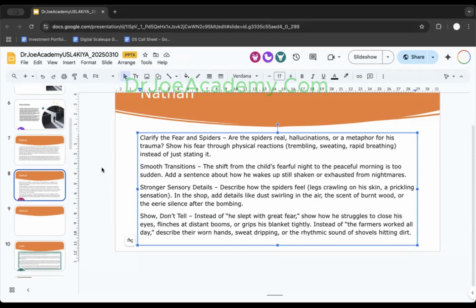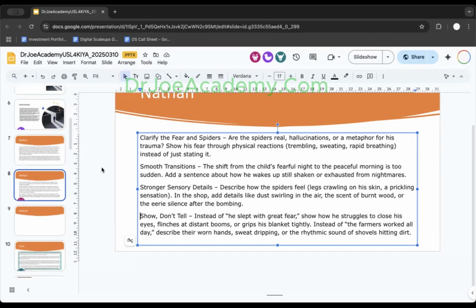Smooth transitions. The shift from the child's fearful night to the peaceful morning is too sudden. You can add a sentence about how he wakes up, still shaken or exhausted from nightmares. So that sudden, abrupt shift almost just makes it feel as if the story itself didn't have the opportunity to be completed.